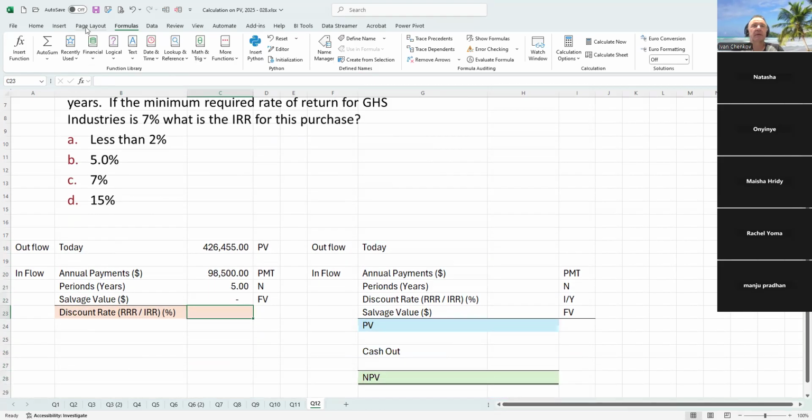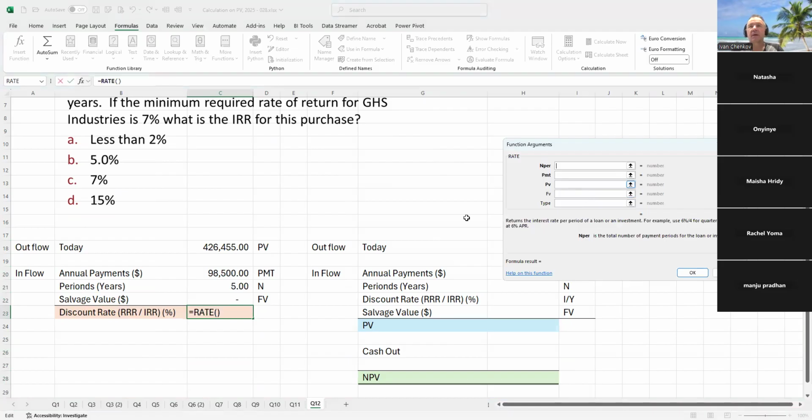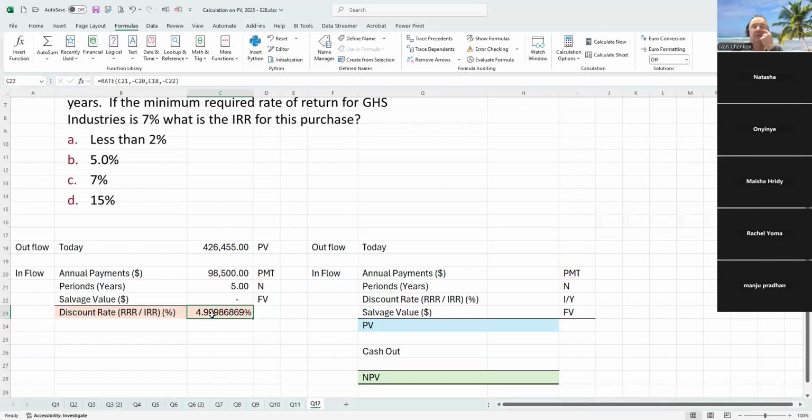So basically, we're going to go to the financials. We're going to use the rate formula again. For the rate, N is our 5. Payment is negative 98,500. Present value will be that much, and the salvage value, which is the future value, we're going to leave as nothing. So our rate is 5%; this project is going to give us 5%.